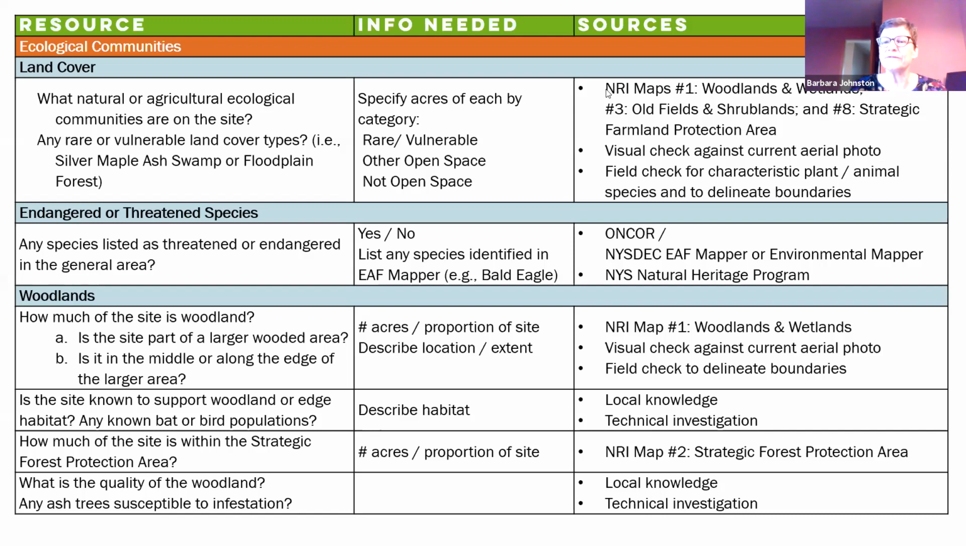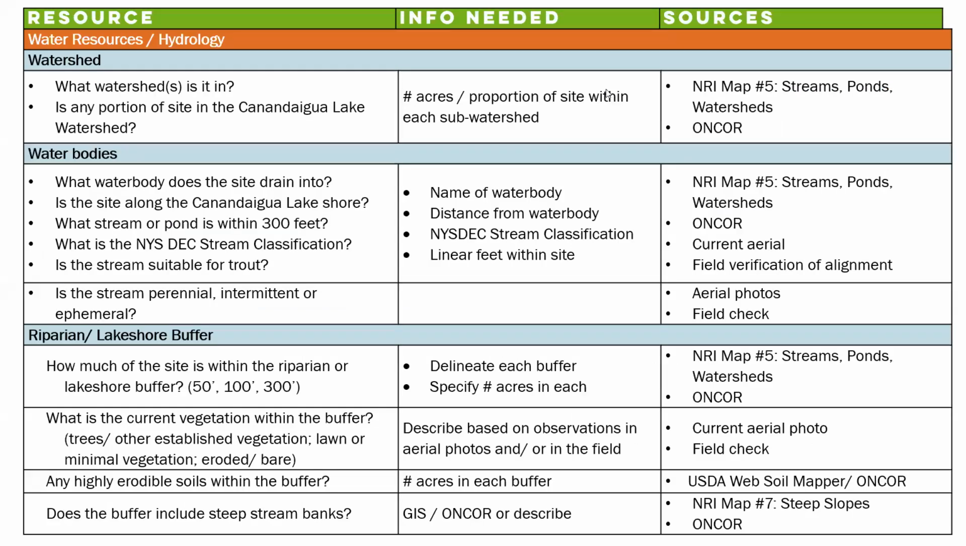Encore has that information. They're also published in the reference. You can look at aerial photos, and you might need to go to the site to check for characteristic plants and animal species. Again, for watersheds, what watershed is it in? How much of it is in each watershed, and where can you get that information? That's another item that Encore provides.